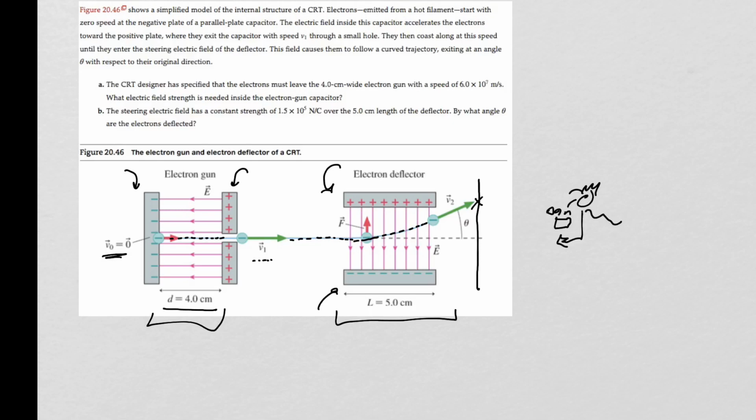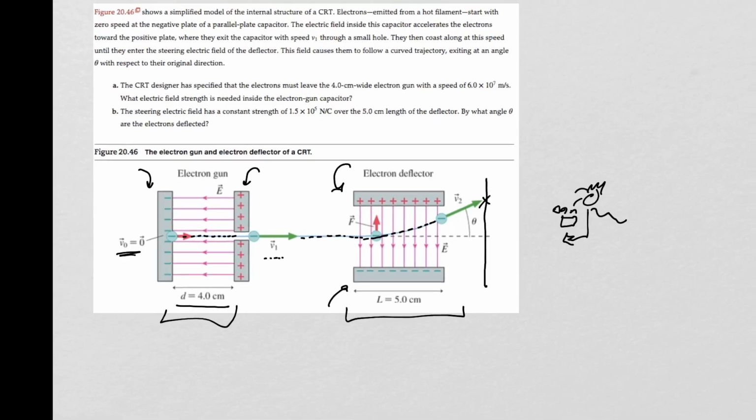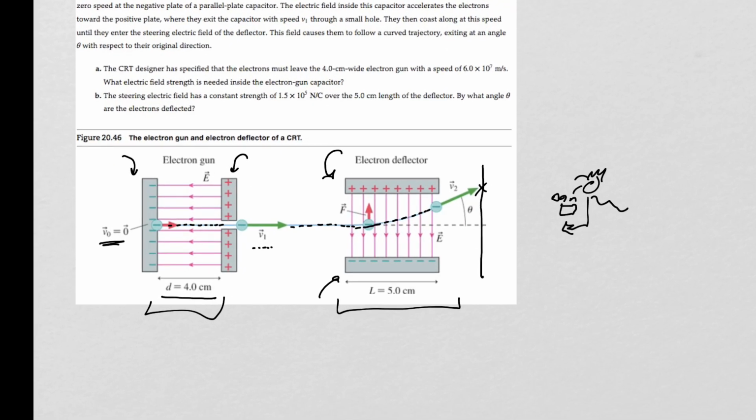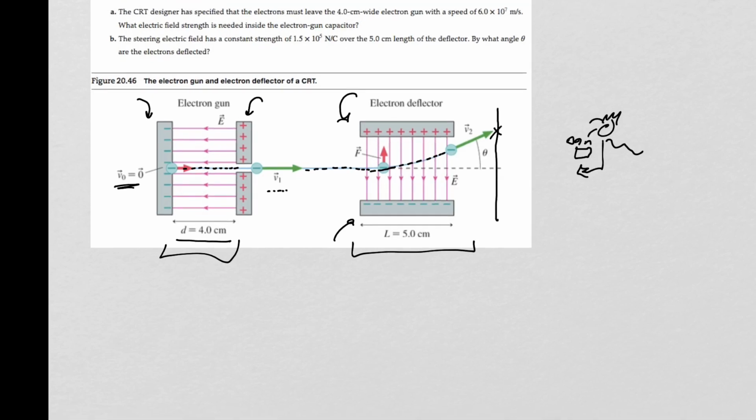But for our purposes, how do we solve it? Let's see what we're given. The first part just walks you through what I just talked about. But the important part here is that we are given all of these different lengths, and we're also given the initial velocity and the final velocity of the electrons after they pass through the electron gun phase. So let's call that the gun phase.